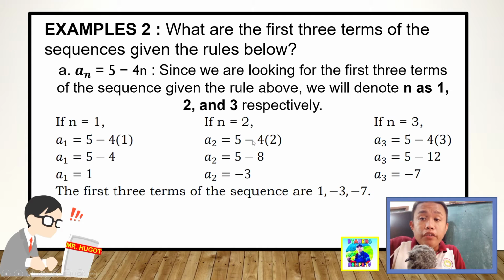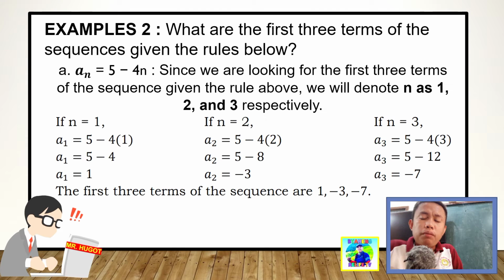So, the same thing will follow sa 2. 4 times 2 is 8. Naging minus 8 na lang to. 5 minus 8 is negative 3. So, 4 times 3 is 12. So, 5 minus 12 is negative 7. So, 1, negative 3, negative 7.